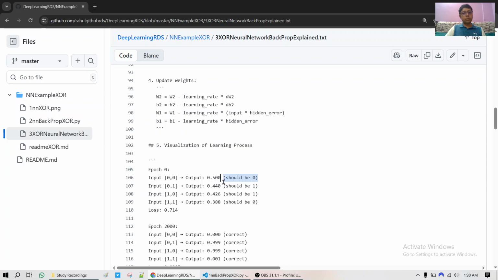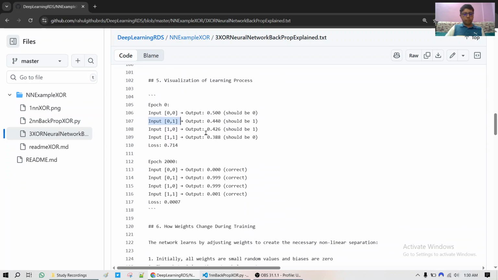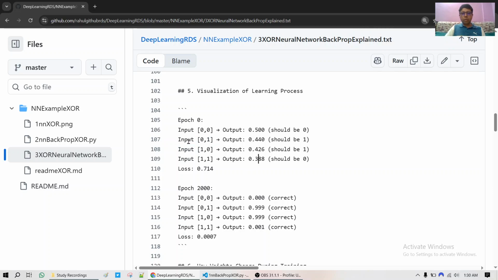Then for the input 0 1, we have got the output of 0.44. But what is the target? Our target is 1, right? So we are telling, if the input is 0 1, I should be getting 1. It's very simple. And if the input is 1 0, I should be getting 1. If the input is 1 1, I should be getting 0.